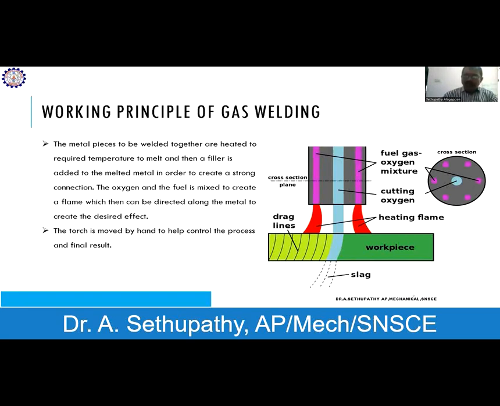The heating flame and cutting oxygen, fuel and gas, and how they come together in the torch. The cross section of the torch will be shown clearly. So this is the gas welding process.